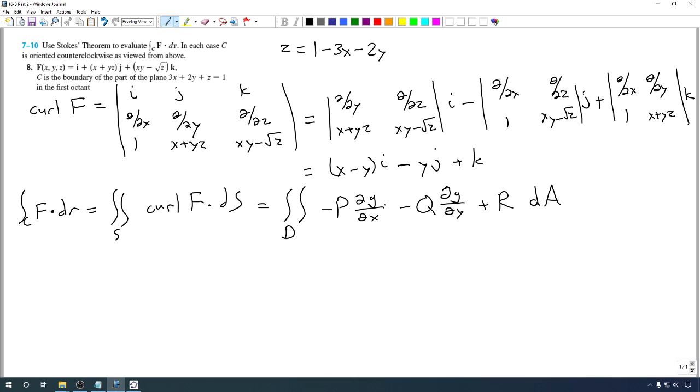And specifically, the p, q, and r that we have here are the p, q, and r for the curl, not for f itself. So the curl of f is pi plus qj plus rk. But I'm using the formula from our last section in order to shortcut, not have to take the r sub x and r sub y and take their cross product and all that kind of stuff.